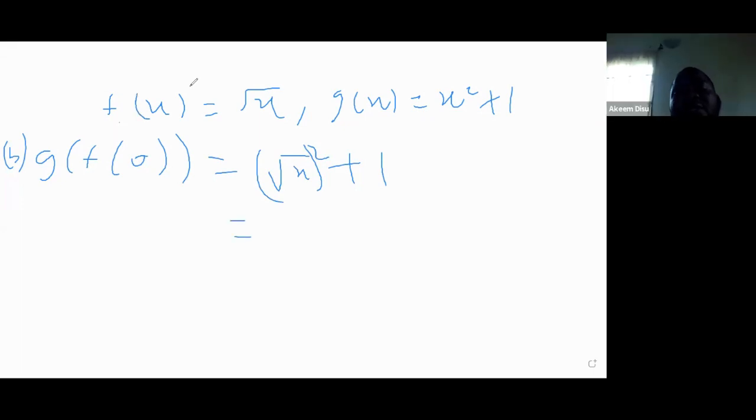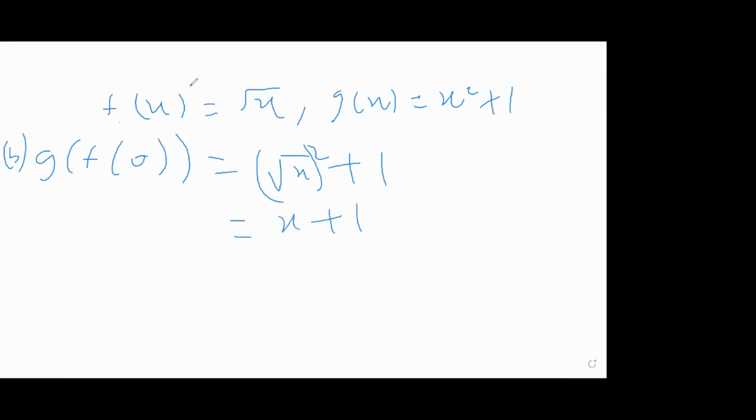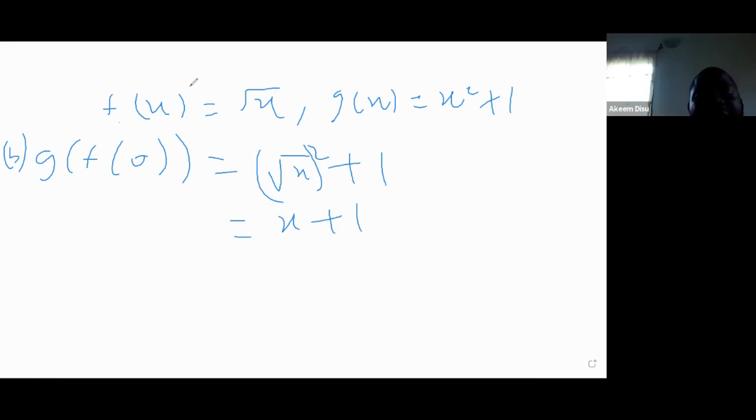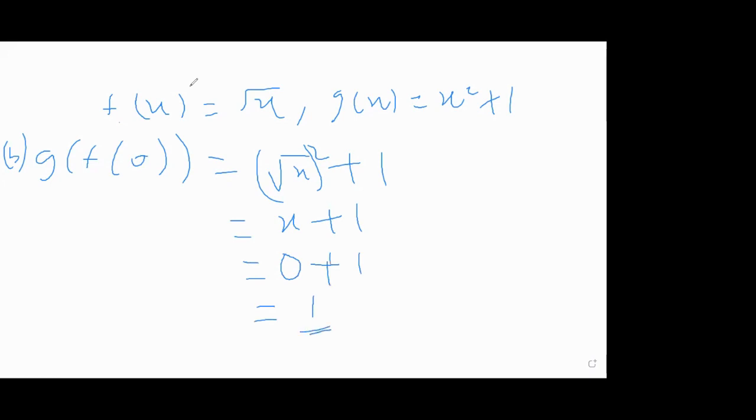Then we now say square root of s squared will give us what? X plus 1. We now say the value of s is what? 0. Where you have s, you replace it with 0. Then 0 plus 1, and the answer will give us 1. Is that taken? Yes.